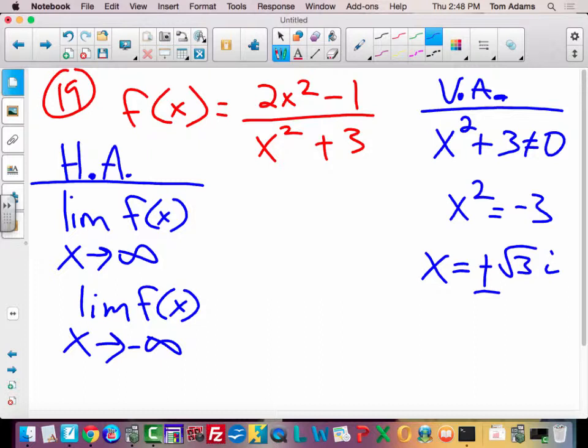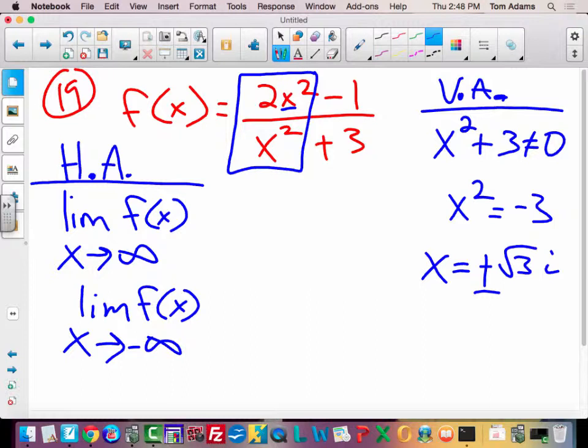So just think in your head, if I let x equal 10 million, the value on top will be 2 times 10 million squared minus 1, all over 10 million squared plus 3. Does that minus 1 or plus 3 have a major impact on the ratio? No. So when it comes to rational functions and end behavior, we only are concerned with the leading terms of the numerator and the denominator.